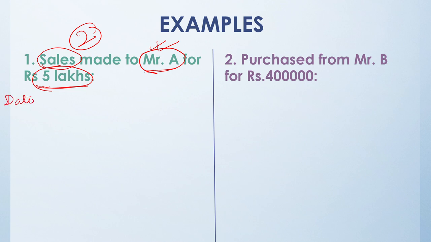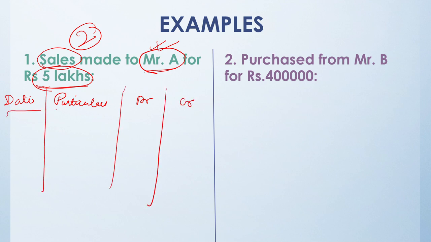First, the date has to be mentioned. Then particulars have to be mentioned. And the debit column and credit column have to be given, right? The amount shall come in the debit and credit column. So let's assume today's date, 27th 12, right? In the particulars column, we have to mention both the accounts, that is Mr. A and sales. The only confusion that comes here is whether we have to debit or credit Mr. A, and whether we have to debit or credit sales, which we can easily understand.